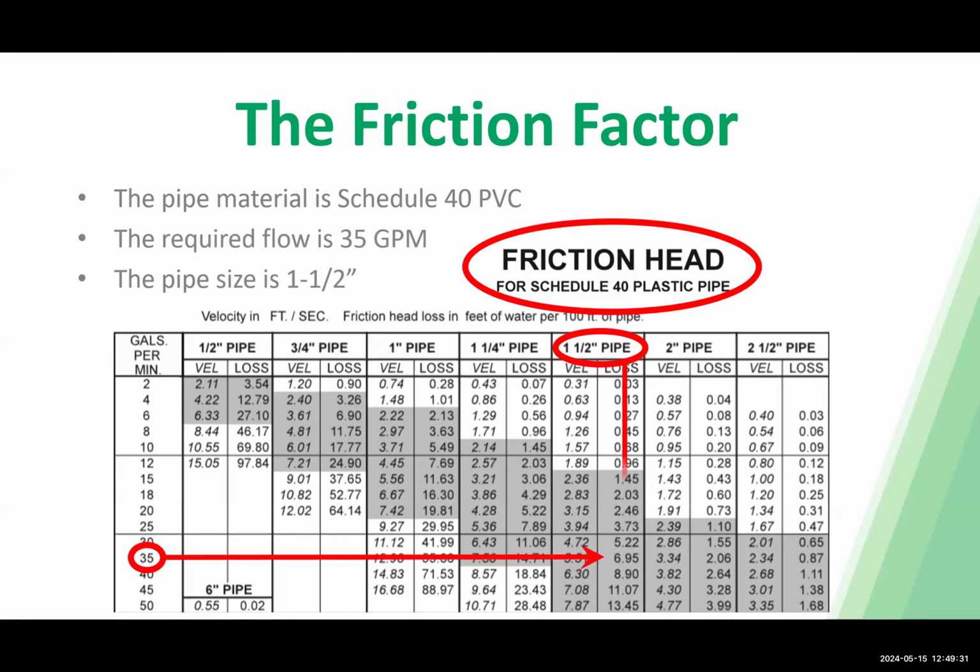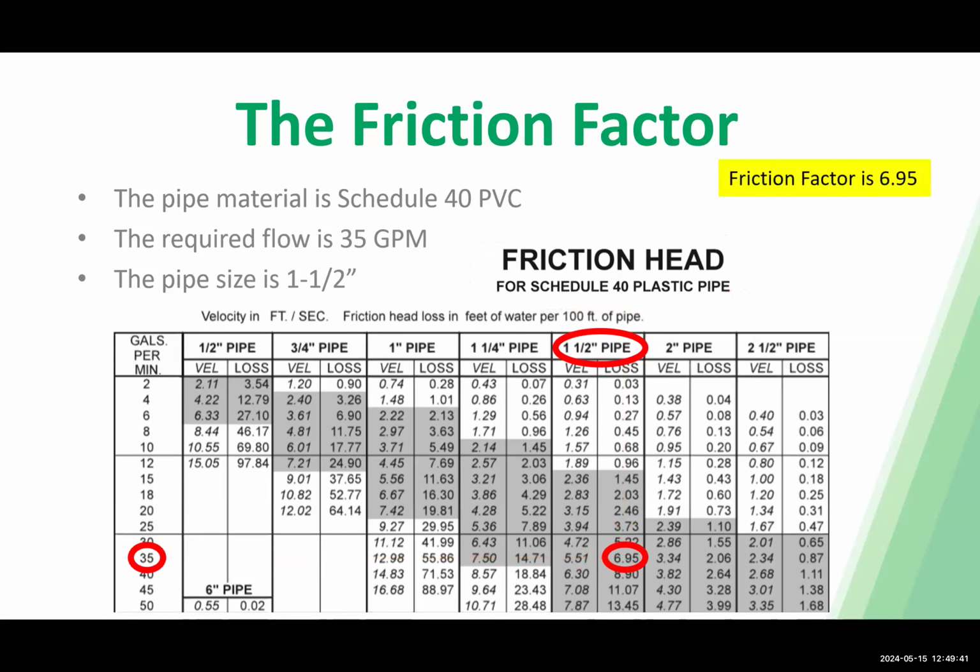So going down that loss column, you'll find that your friction head loss is 6.95 feet of water per 100 feet of pipe. And then your velocity is 5.51 feet per second. We're in that gray box, we're good to go.